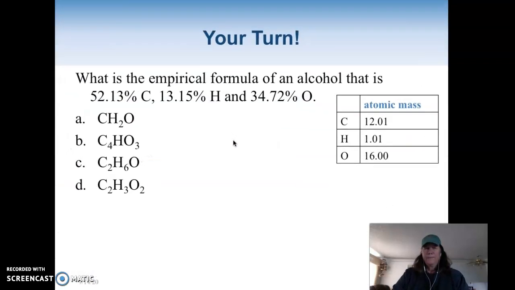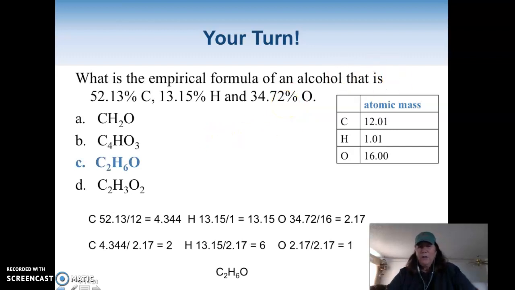Okay? All right. What is the empirical formula? We have alcohol. It's 52.13% carbon, 13.1% hydrogen, and 34.72% oxygen. Okay, first thing we do, we're going to divide this by 12, divide this by 1, and divide this by 16. They give you the answer. I did it down here. So 52.13 divided by 12, you get 4.344. Hydrogen, 13.15 divided by 1, yay, 13.15. Always like working with hydrogen. And then oxygen, 34.72 divided by 16, you get 2.17.